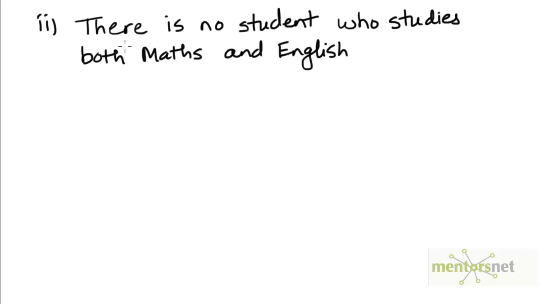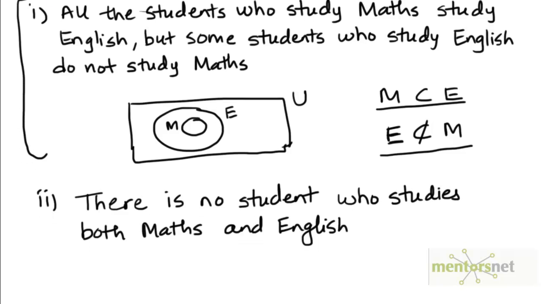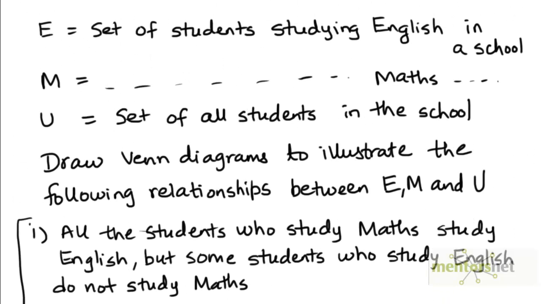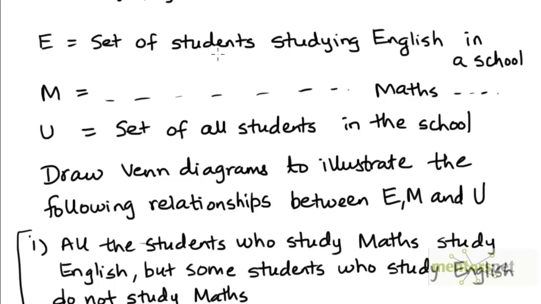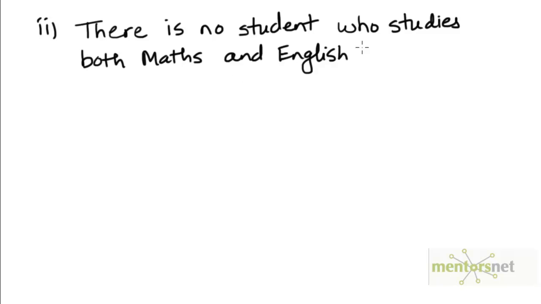Here's a second verbal description. There is no student who studies both maths and English. So when dealing with this, just forget about the first sentence. This is an independent verbal description indicating some relationship between the sets M and E, where M and E are defined as the set of students studying maths and English respectively. So what if it's given that there is no student who studies both maths and English? How would you map it to a different Venn diagram?